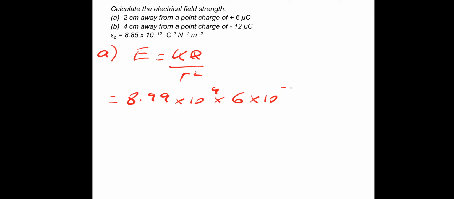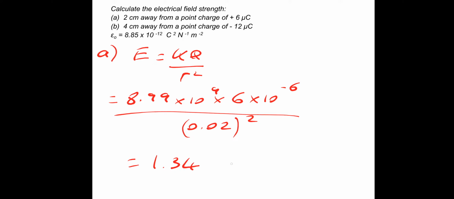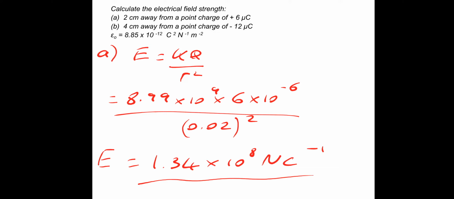So electric field strength is kQ over r squared. So we've got 8.99 times 10 to the 9 multiplied by the charge, which is plus 6 microcoulombs, times 10 to the minus 6, divided by r squared, so 2 centimeters. So 2 centimeters is 0.02 meters, and then square it. That gives 1.34 times 10 to the power of 8 newtons per coulomb. Make sure you've got that down.